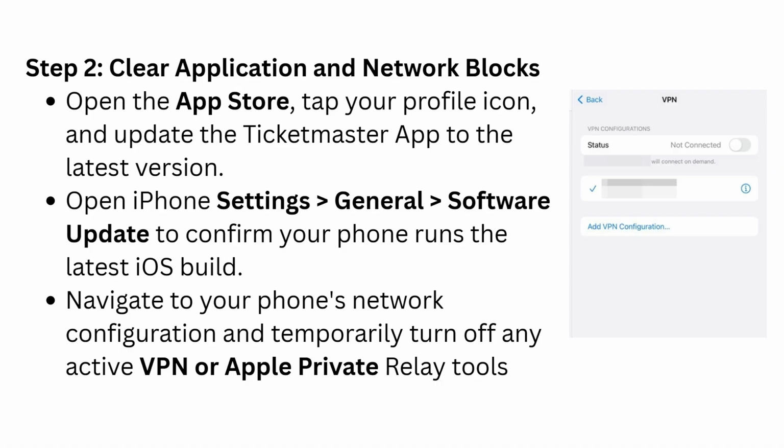Step 2. Clear application and network blocks. Open the App Store, tap your profile icon, and update the Ticketmaster app to the latest version. Open your iPhone settings, go to General, select Software Update to confirm your phone runs the latest iOS build. Navigate to your phone's network configuration and temporarily turn off any active VPN or Apple Private Relay tools.